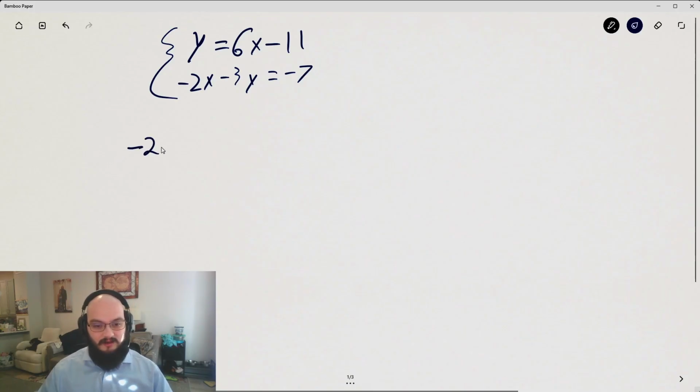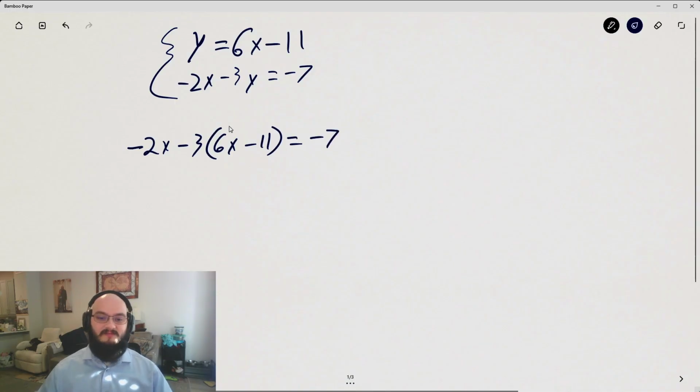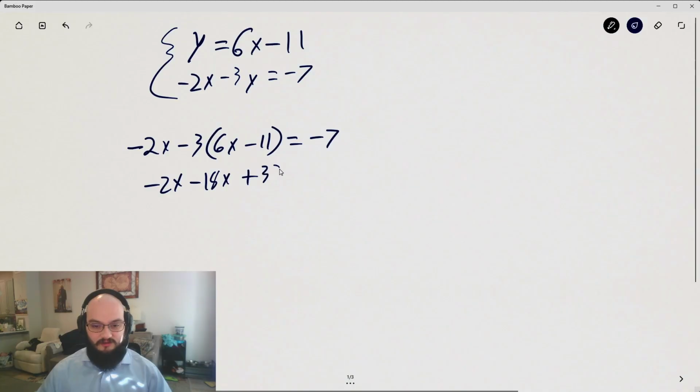We'll have negative 2x minus 3 times all of the stuff that's equal to y, 6x minus 11, and that is equal to negative 7. We just took this entire second equation here, substituted what y is equal to down in here. Now, we only have one variable that we're working with, so we can solve this out like a regular linear equation. Distributing our negative 3, we have negative 2x minus 18x plus 33 is equal to negative 7.